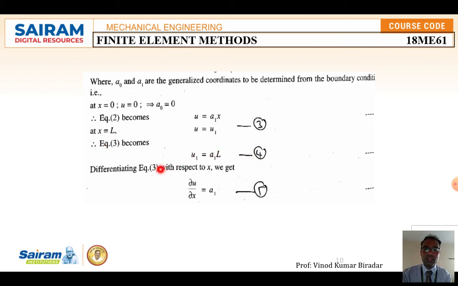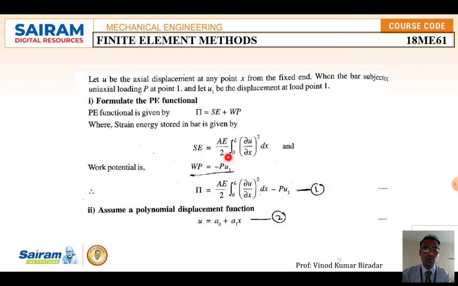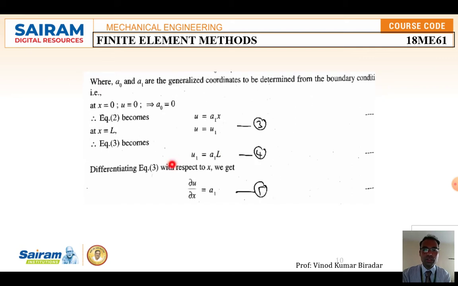Now differentiate with respect to what? x. Because here we need to calculate dou U by dou x. So if you differentiate with respect to x, we are going to get dou U by dou x, the differentiation of x is 1, therefore A1, which gives equation number 5. This is the equation you have to differentiate.